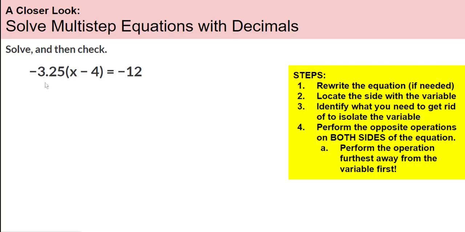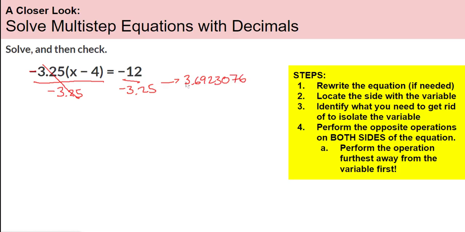So we're going to get rid of the -3.25. So we're going to divide by -3.25, right? We want to get rid of the negative sign as well. So what we do to one side, we got to do to the other side. So we're going to do -12 divided by -3.25, and that's going to get us a really long decimal number. If we plug this in our calculator, we're going to get a number that looks like 3.6923076, and it will probably keep on going forever.